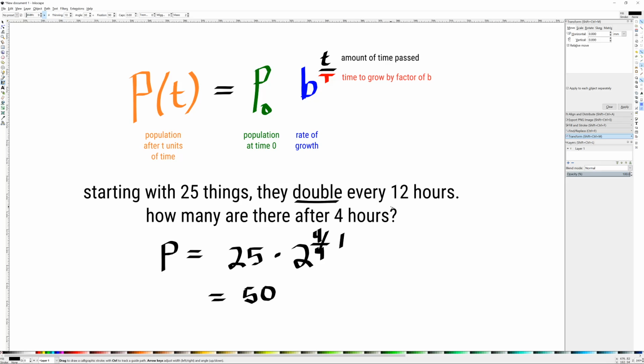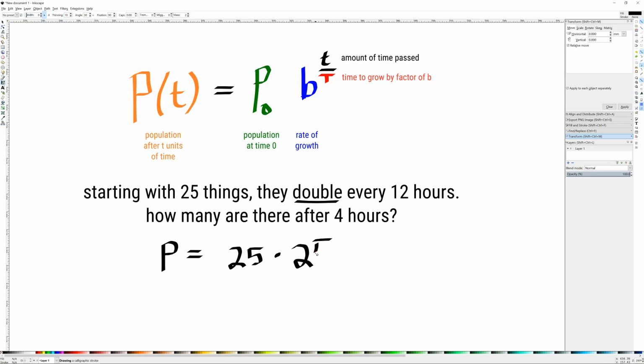Oh, I'm sorry, I read that wrong. 4 hours have passed, and they double every 12 hours. I should have said that if it takes 12 hours to double, then after 12 hours it will double once. So you get 1 here, and 2 to the 1 is just 2. So after 12 hours, if it doubles every 12 hours, you'll have double what you started with, so you'll have 50.